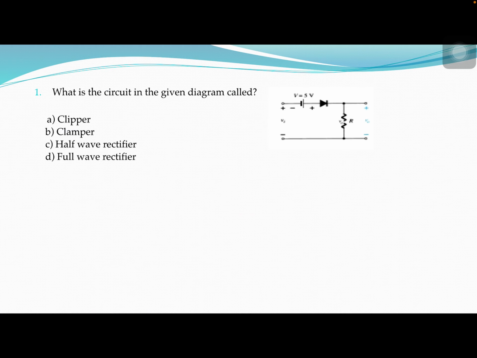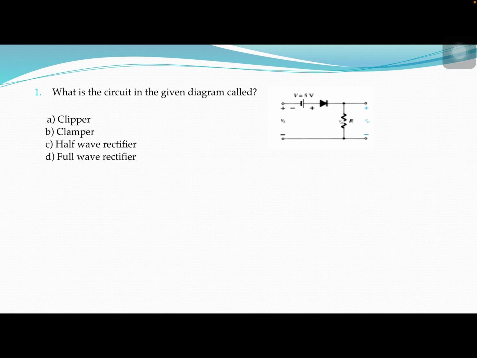Let us see the options. Clipper, clamper, half wave rectifier, full wave rectifier. For being a clamper, it must be having a capacitor. So if there would have been a capacitor in the diagram, then we could have thought about the option clamper. But it's not the case, so it is not the clamper.